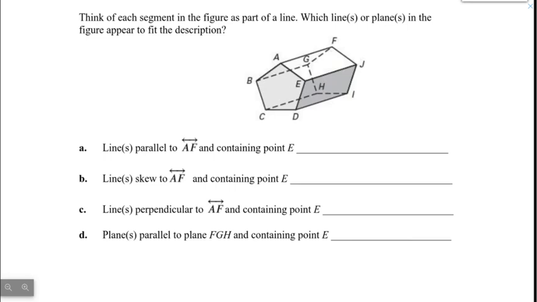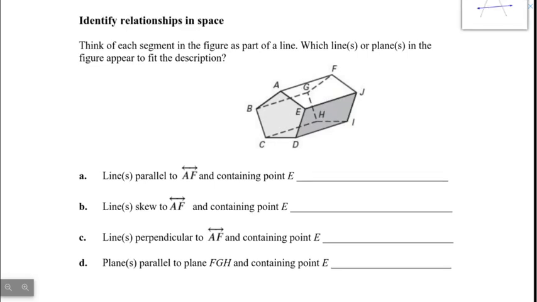All right, so let's take a look at our first image and identifying different relationships based on this diagram. So if we look, A is asking for line or lines that are parallel to line AF and contain point E. So if we look at line AF, we're talking about this line right here. So we're looking for lines that would be parallel to that and contain point E. Well, right here is point E. And if you look at the lines that are containing point E, the only one really that we see, which you're going to see is parallel, is line EJ.